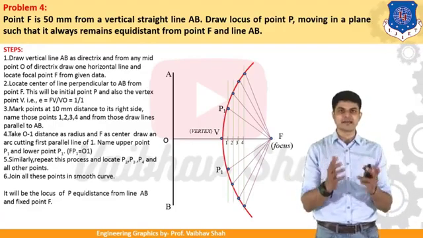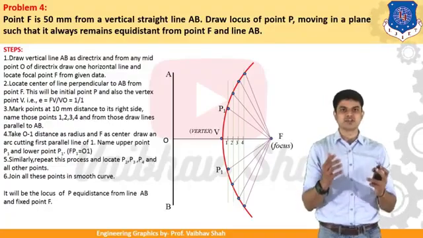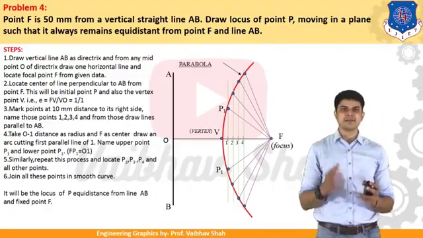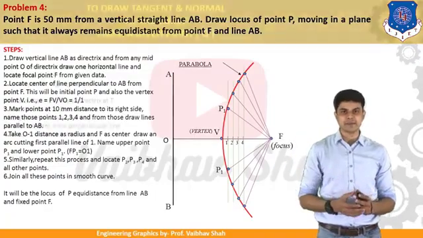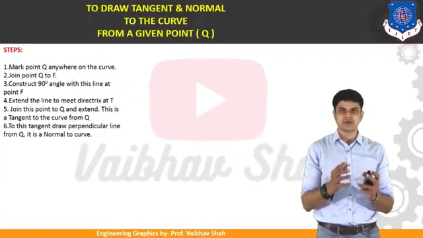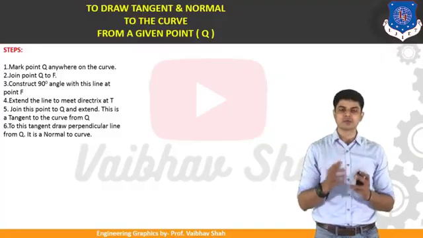So this method is known as your directrix focus method, or you can say it is general method. So now let us move ahead. Define this curve. So we will be defining this curve as parabola. So now finally, to draw tangent and normal to the curve from a given point Q. So we will be now drawing tangent and normal to the given curve.